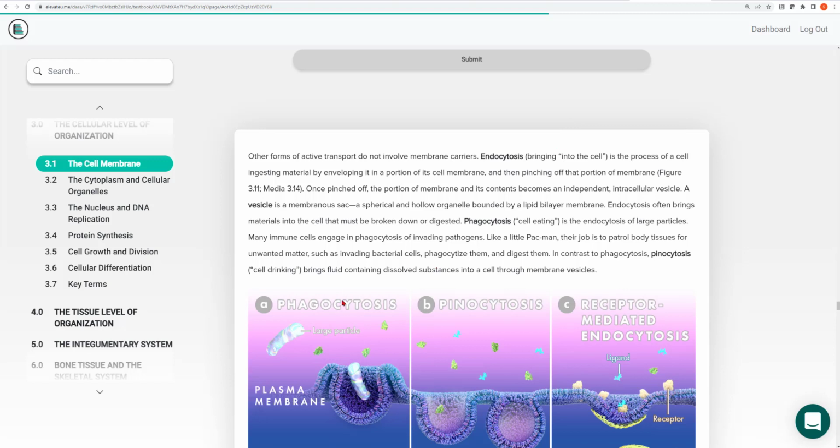One is phagocytosis, pinocytosis, and a subset of that called receptor-mediated endocytosis. Phagocytosis, okay? Phage means eating. So phagocytosis is a process. Osis means a process where cyto, cells, are eating.